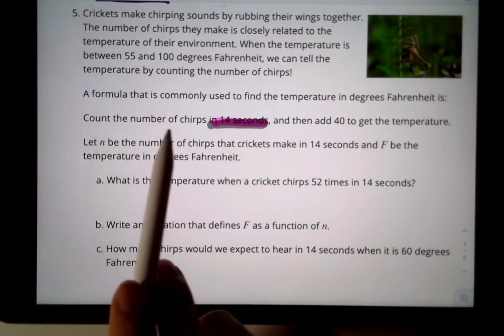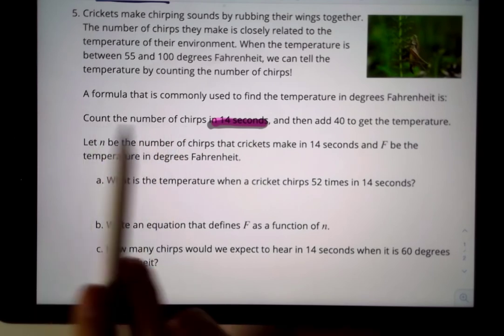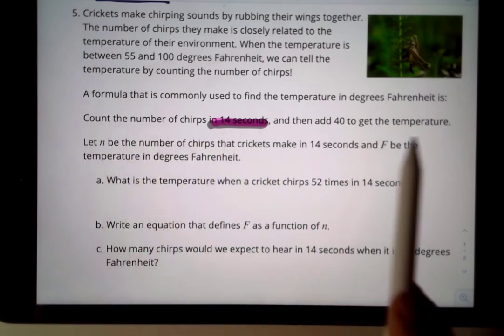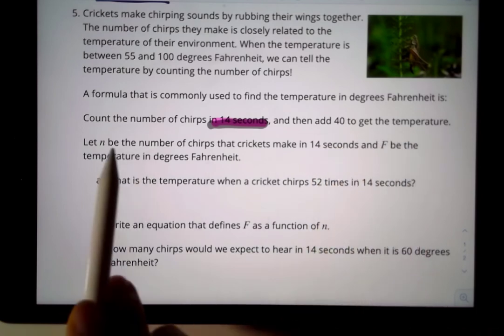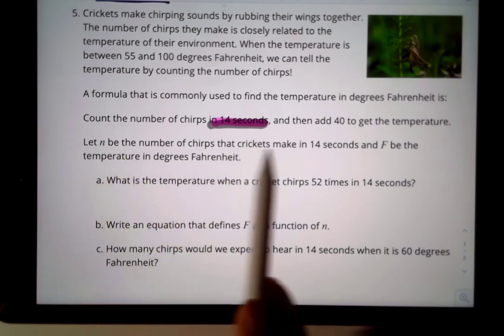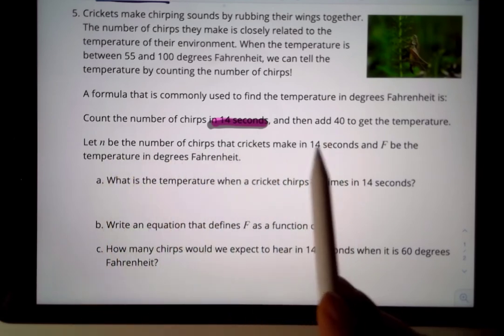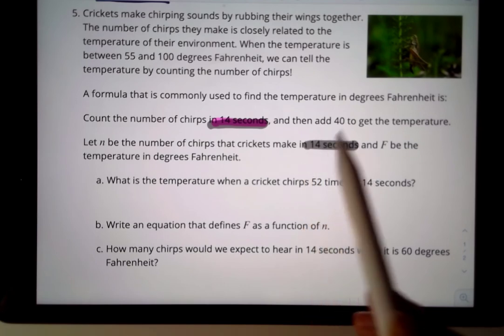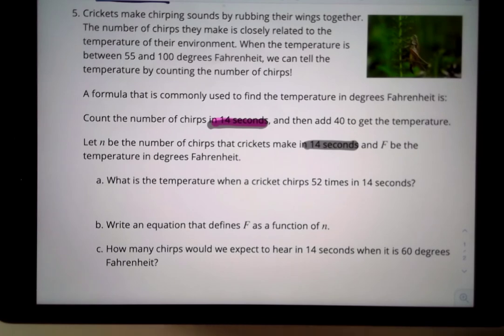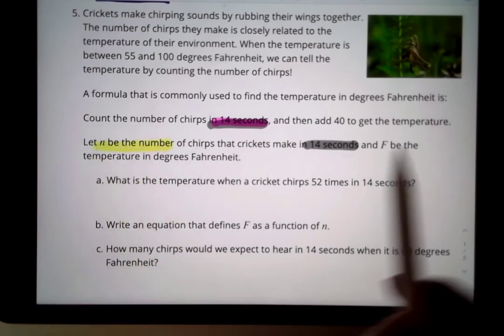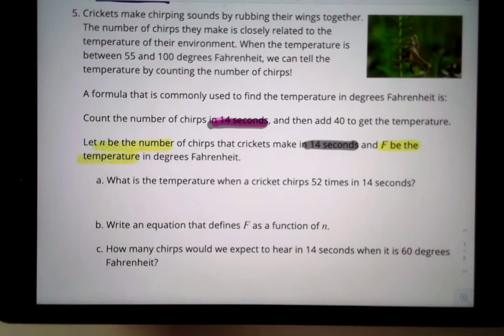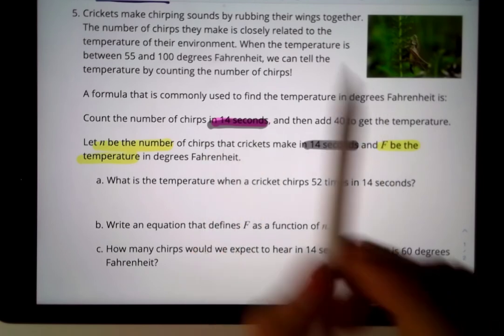So the number of the sound, you just add 40. Then you get the temperature. That's it. Alright, so n is the number of chirps that crickets make in 14 seconds. Look, 14 seconds is not a variable. That means you're not changing this value. That's just a fixed value, 14 seconds. We don't do anything with the time. Our function is about the number of the sound and then the temperature. So this 14 seconds, we are not doing anything with that.